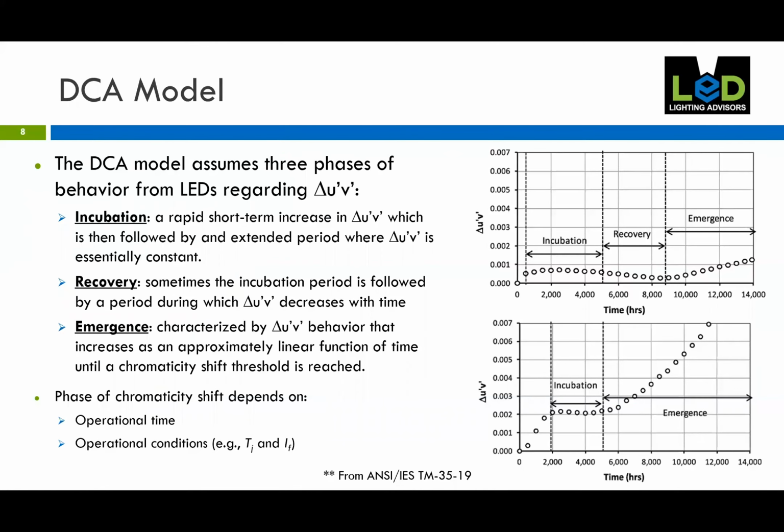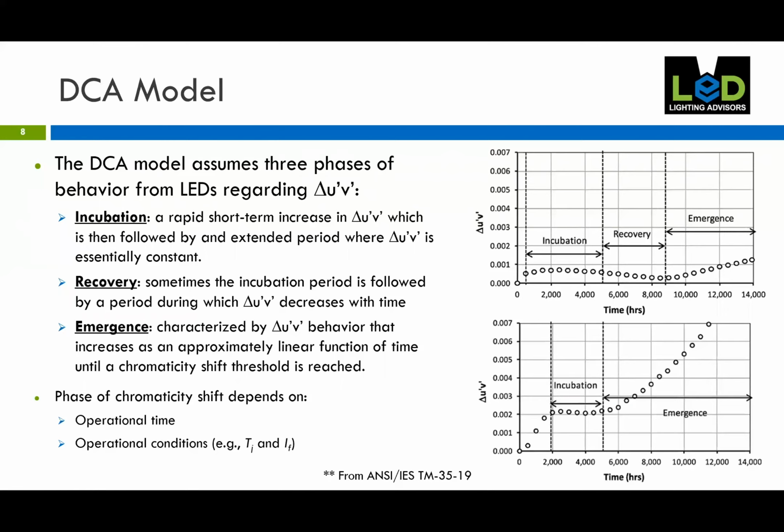So moving back towards projecting chromaticity shift with TM35-19. We had these physical mechanisms that we had identified previously, and that's going to aid us in the analysis of the TM35 projections. The DCA model, the way it's constructed, assumes there are 3 phases of behaviors from LEDs seen in delta u'v' over time.